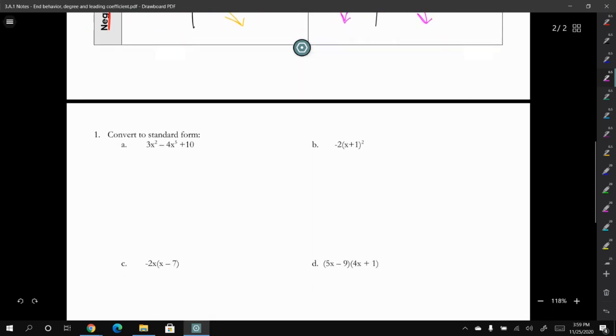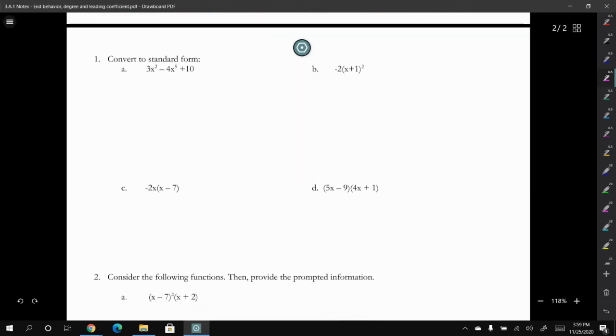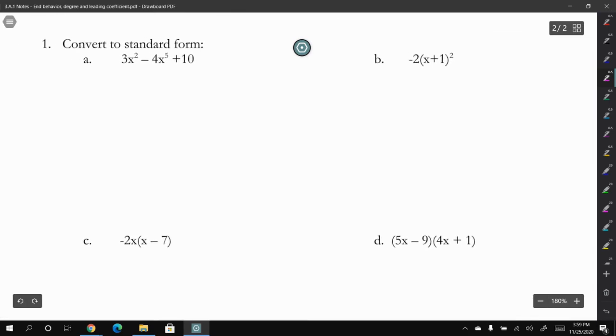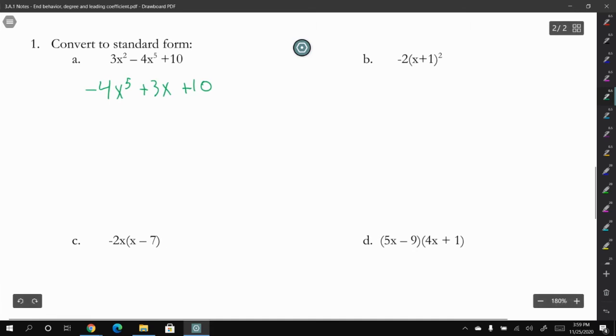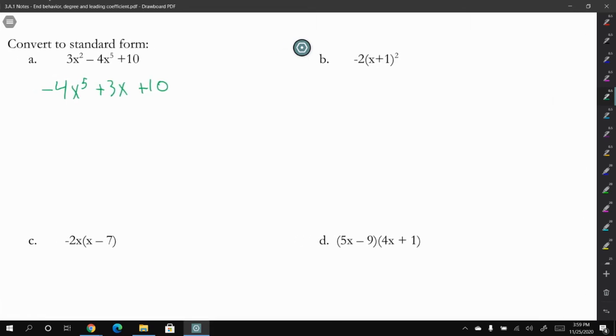Now on to the next page, we're going to convert these into standard form. So standard form, we want to have the biggest exponent first. That just makes identifying things a little bit easier. So for this one, letter A, we just have to move things around. We're going to put the negative 4x to the 5th up front, plus 3x, plus 10. Then you're done. We're going in order from biggest exponent 5 all the way down to the smallest exponent of no variables with this 10 at the very end.